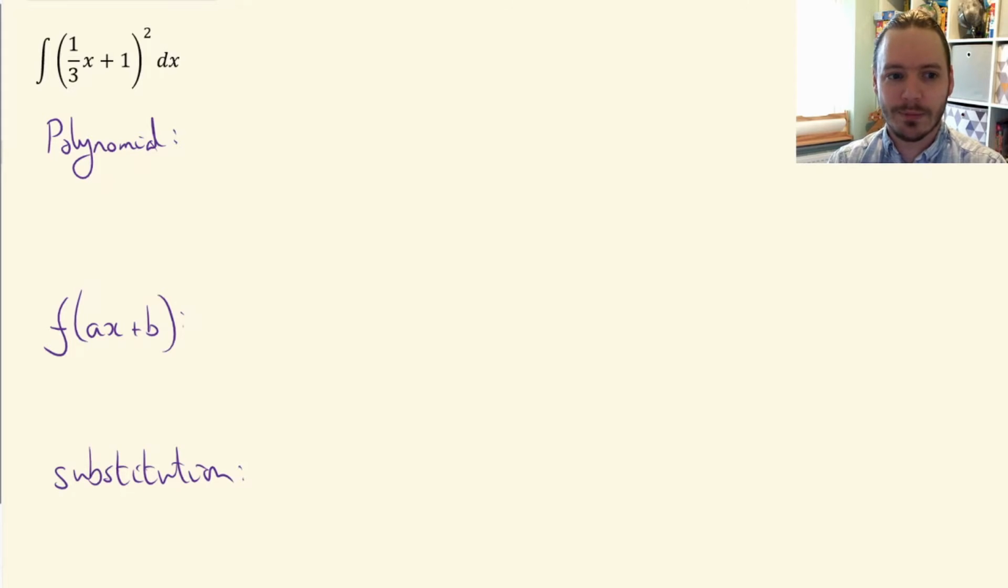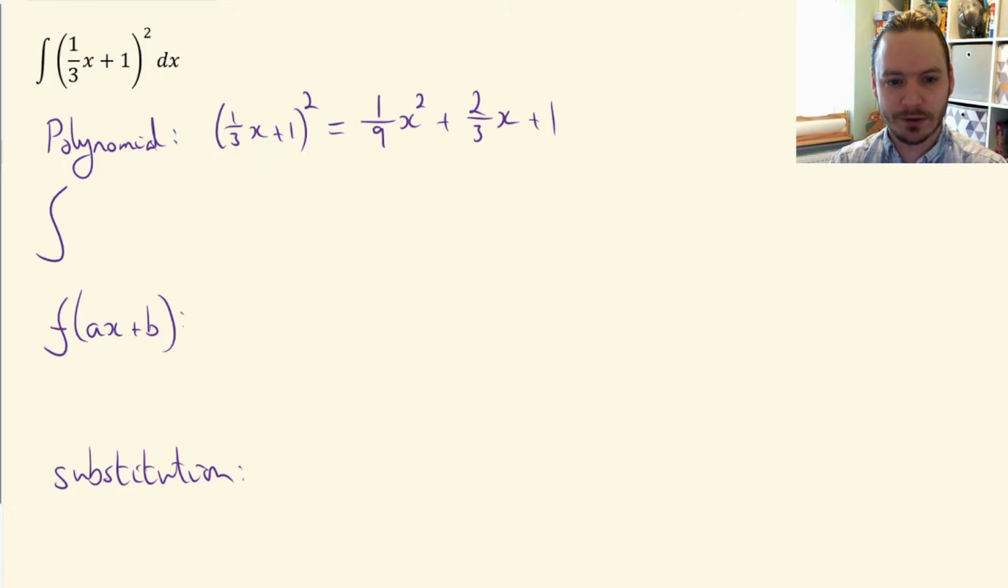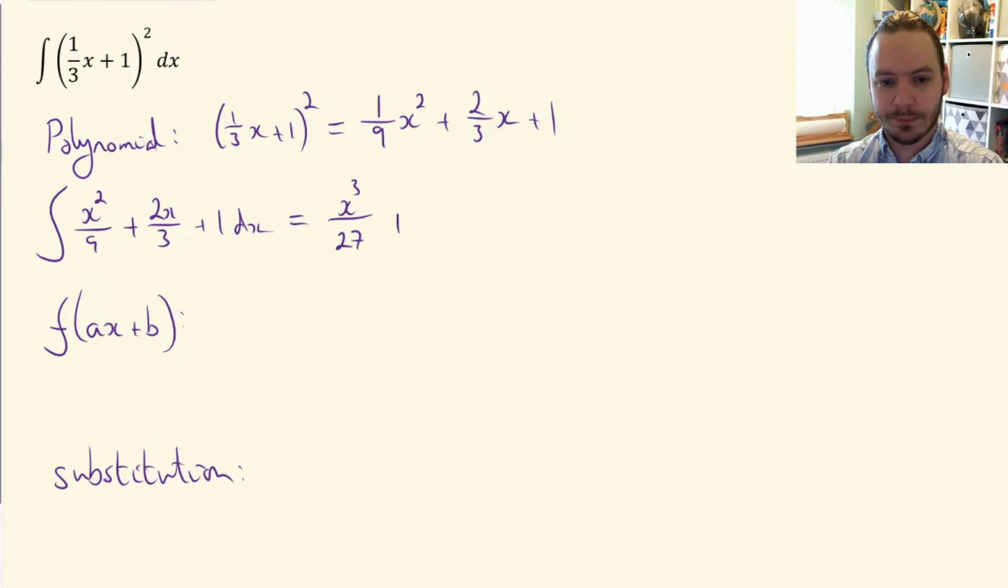Okay, so what I mean by that is that 1/3 of x plus 1 all squared, well, I can just expand that out. It's just a binomial, so I'm going to get 1/9 of x squared plus 2/3 of x plus 1. So I can integrate x squared over 9 and 2x over 3 and 1, and we'll get x cubed over 27 plus x squared over 3, the 2's will cancel, plus x plus some constant. No problem, really easy actually.